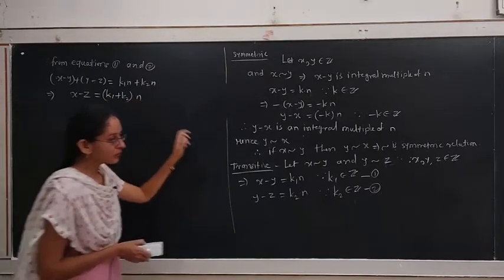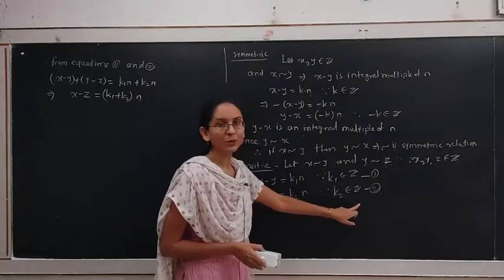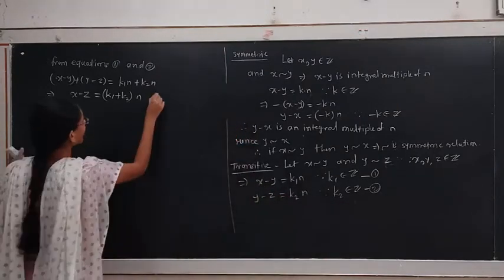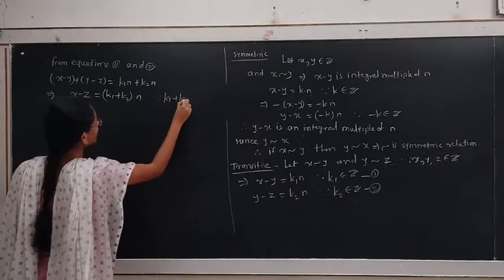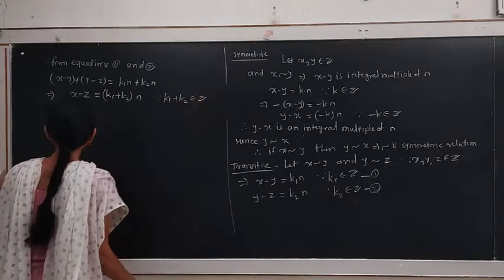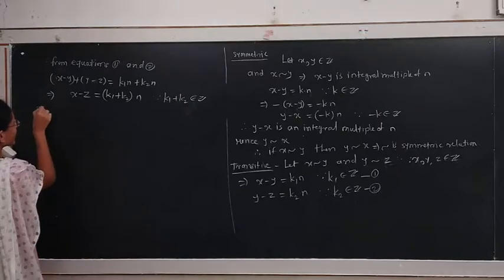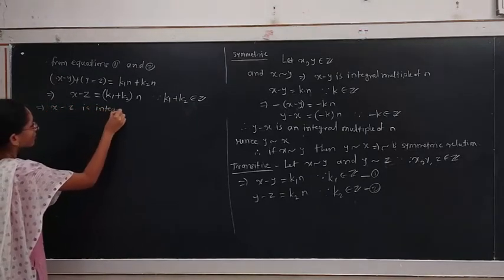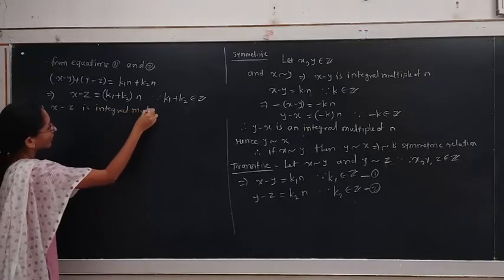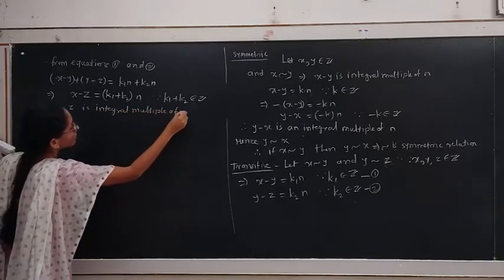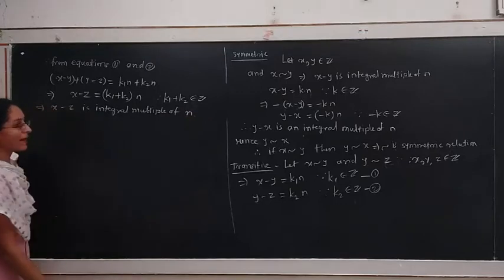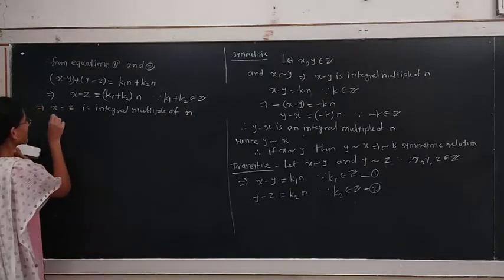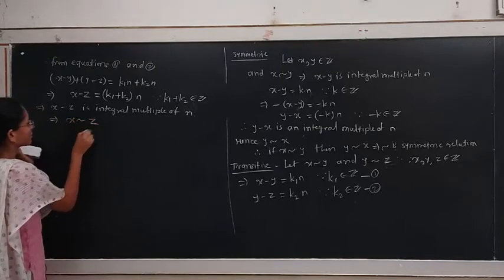What are k1 and k2? k1 belongs to Z, also k2 belongs to Z. Hence their addition belongs to Z, where k1 plus k2 belongs to Z. What is the meaning of the statement then? This implies x minus z is an integral multiple of n. By the given definition of the relation in this example, this implies x is related to z.